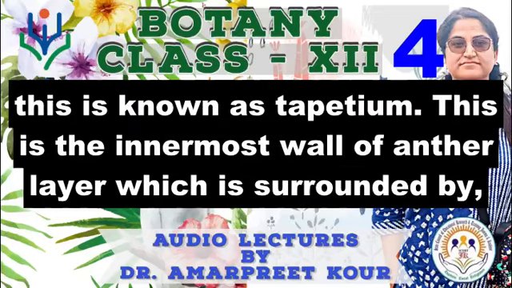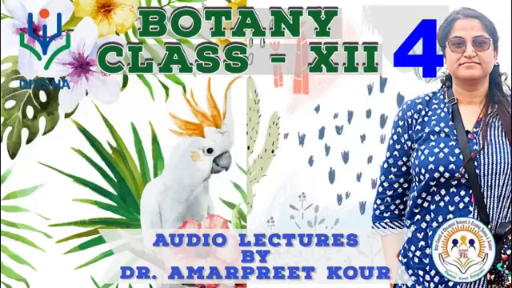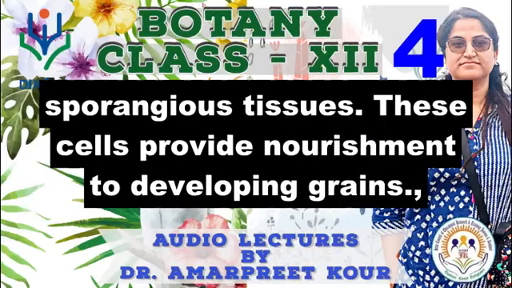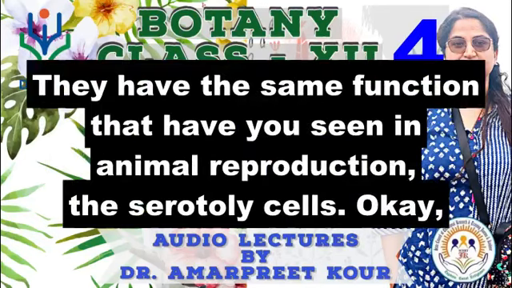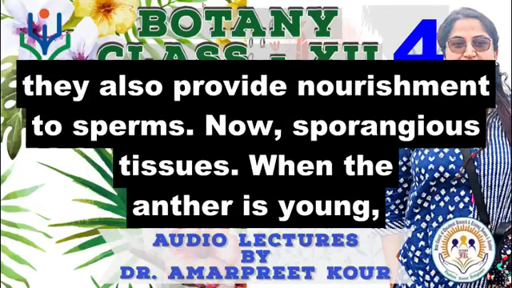This is the innermost wall of anther layer, which is surrounded by sporangious tissues. These cells provide nourishment to developing grains. They have the same function that you have seen in animal reproduction, the Sertoli cells. They also provide nourishment to sperms.